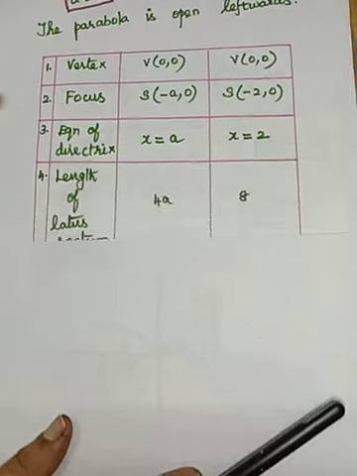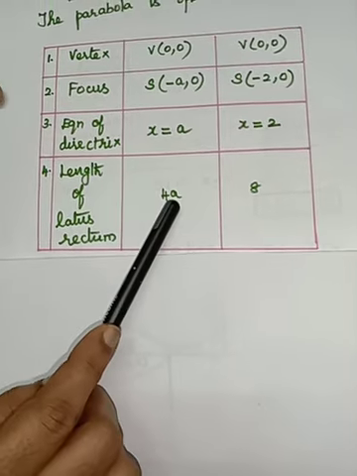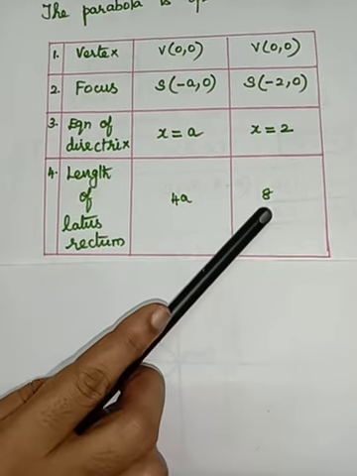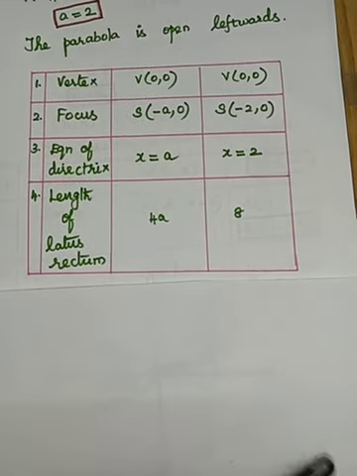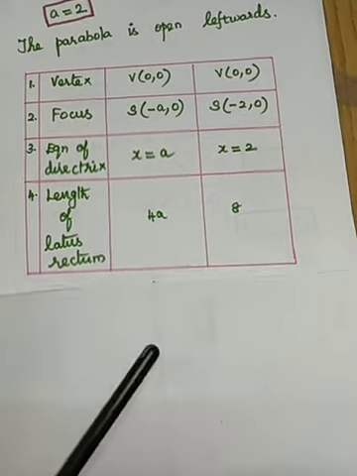Both are the same only. So the length of the latus rectum is what? 4a. A is what? 2. So 4 2s are 8. Otherwise we can take 4a is equal to 8. That also we can take. Okay, we'll come to the diagram now.